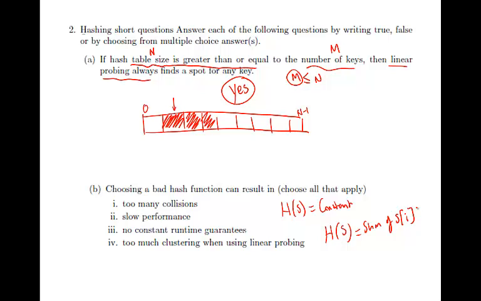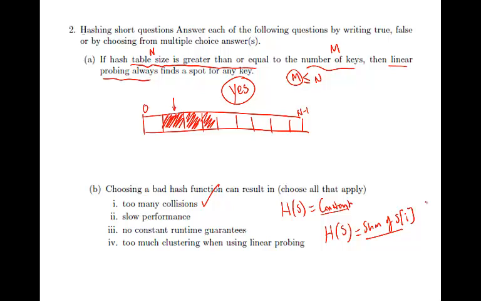Any bad hash function can cause too many collisions. For example, if your function is a constant function, every key will collide with another key. And if your function is something like this, then every permutation of the string s will collide with a different permutation of the same string.